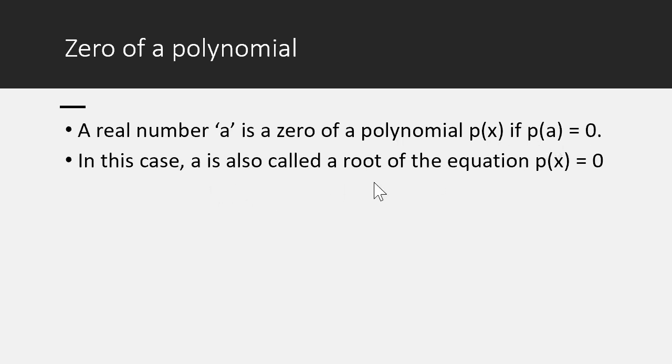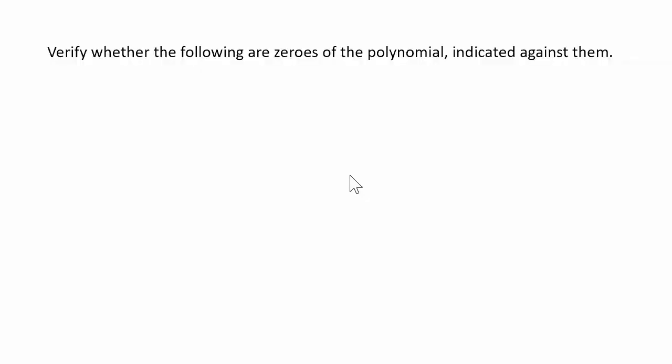The a also happens to be called a root if the equation is p of x equals 0. Instead of just being a polynomial, if it is an equation of the type p of x equals 0, then a is also called a root. Okay, let's get to some examples.